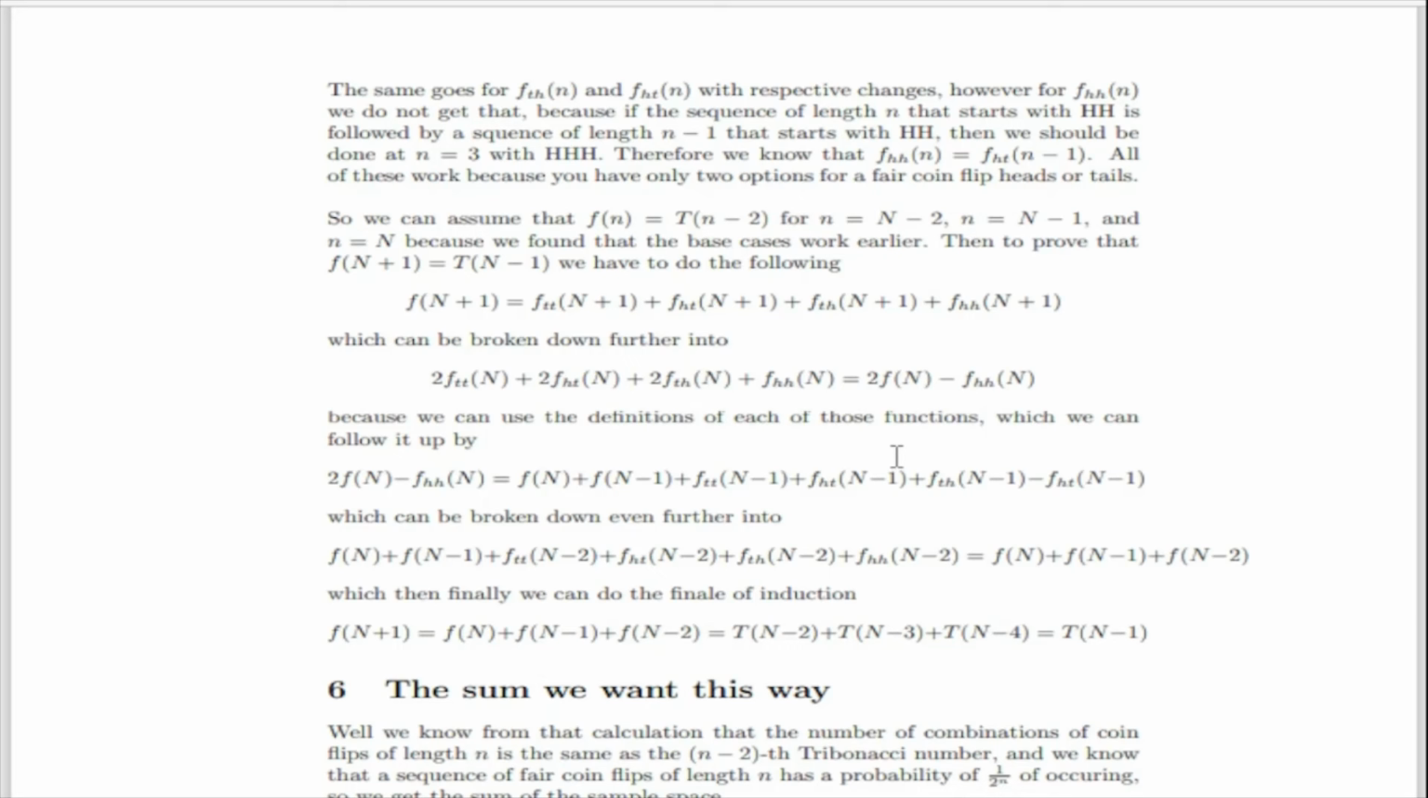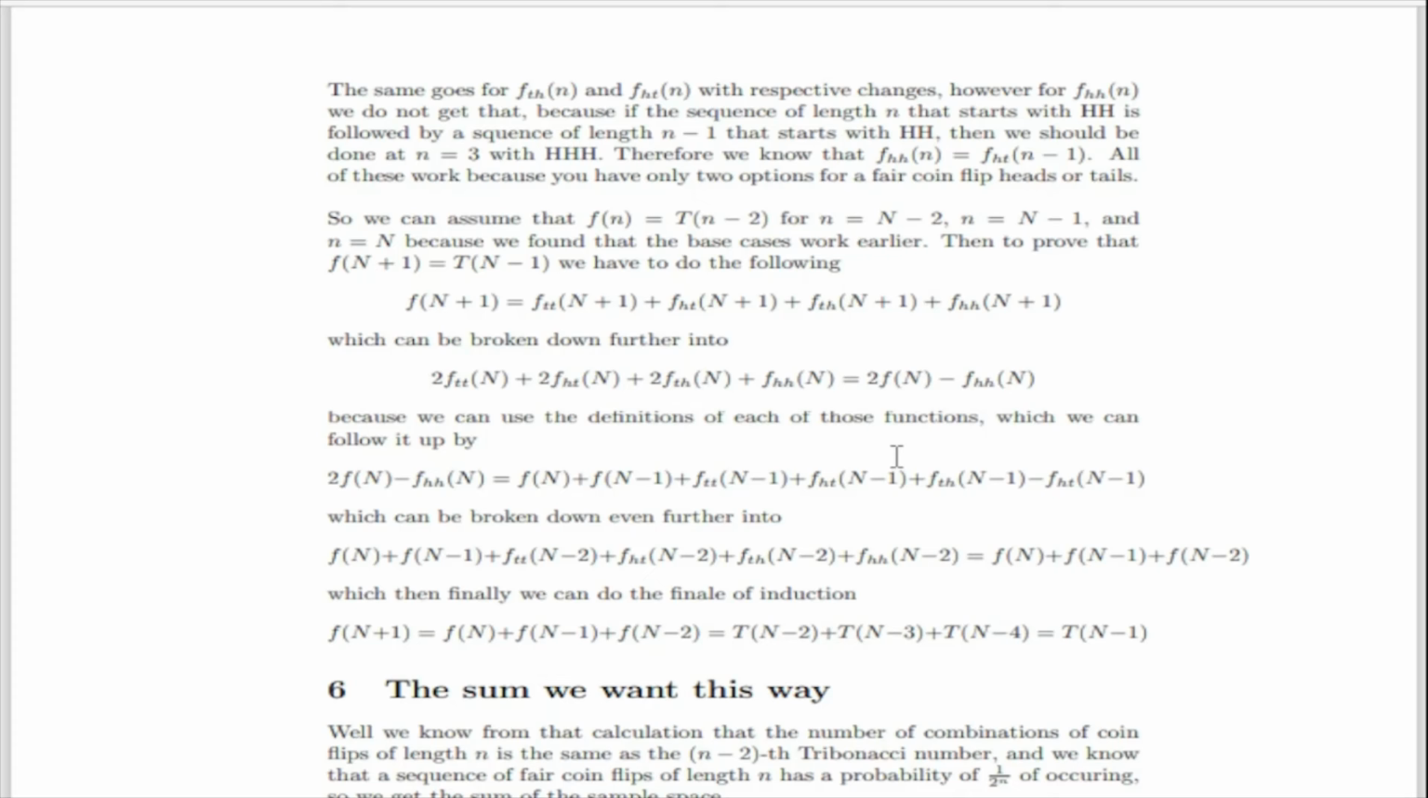So now we can assume that f of n equals t of n minus 2, for lowercase n equals capital N minus 2, capital N minus 1, and capital N, because we found that the base cases work earlier. Then prove that f of n plus 1 equals t of n minus 1. We do the following: f of n plus 1 equals the sum of all the partial functions, which can then be broken down further using their definitions of the partial functions to get 2 times each of the partial functions, except for f sub hh, which we only get 1 of the previous.